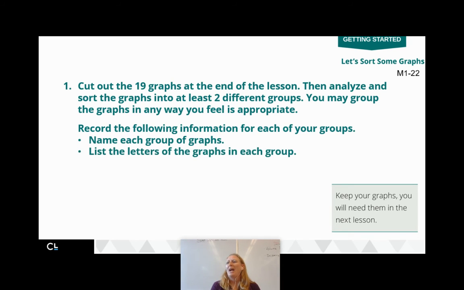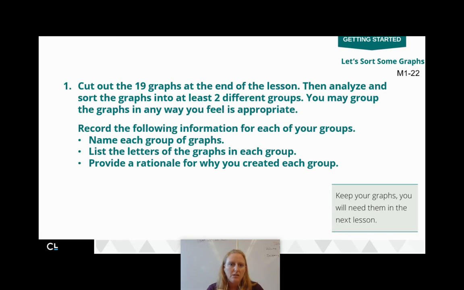So name each group of graphs, and then I want you to just list off the letters of the graphs in each group. This is on page M122. You have some space for this. And then it says provide a rationale for why you created each group. That just means tell me why you've made this group that group. When it says provide a rationale, it just means give me a reason.